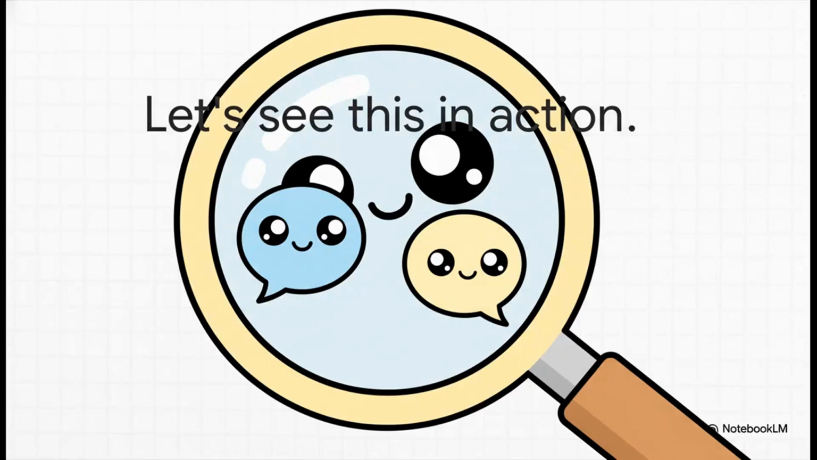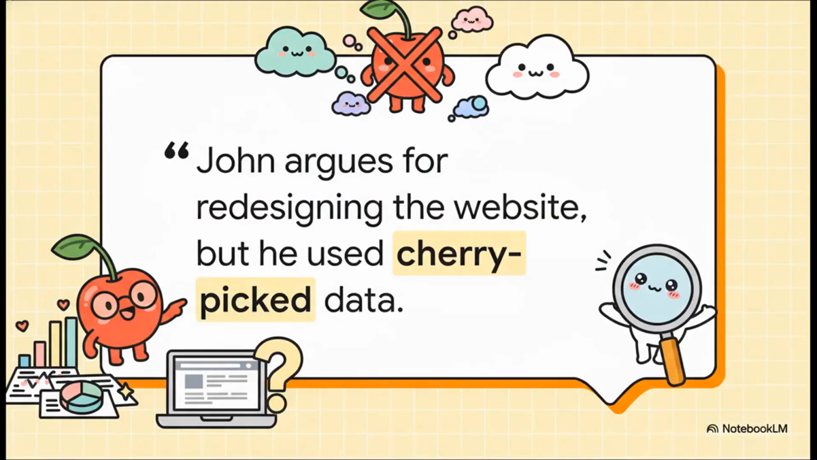Okay, I know this can sound a little theoretical, so let's put it into a real-world scenario. So, picture a work meeting. John gets up and makes a big case for redesigning the company website. But there's a problem. His whole argument is based on cherry-picked data. He only showed the evidence that supports his idea. That's a classic logical fallacy right there.